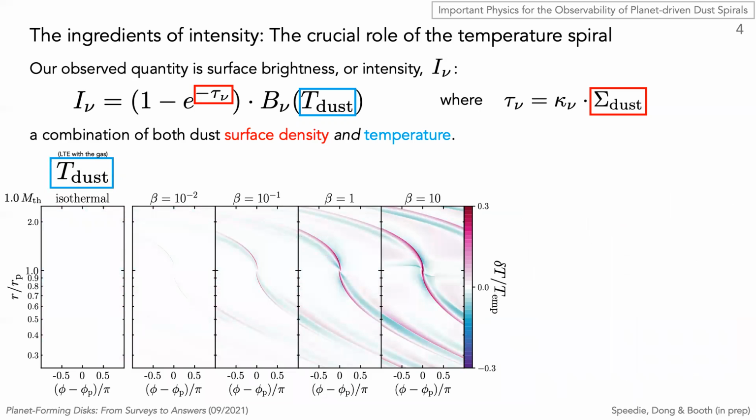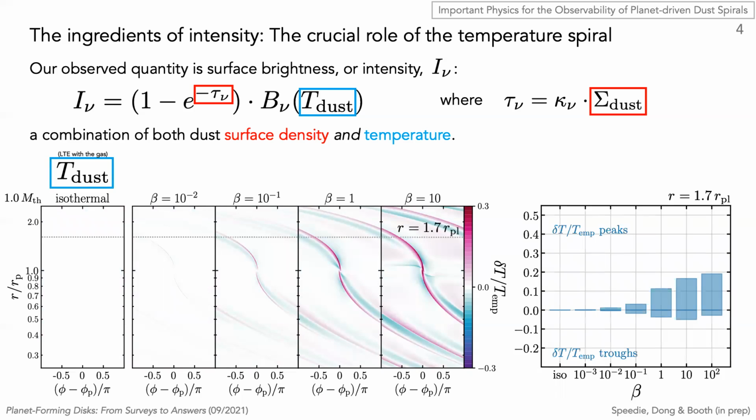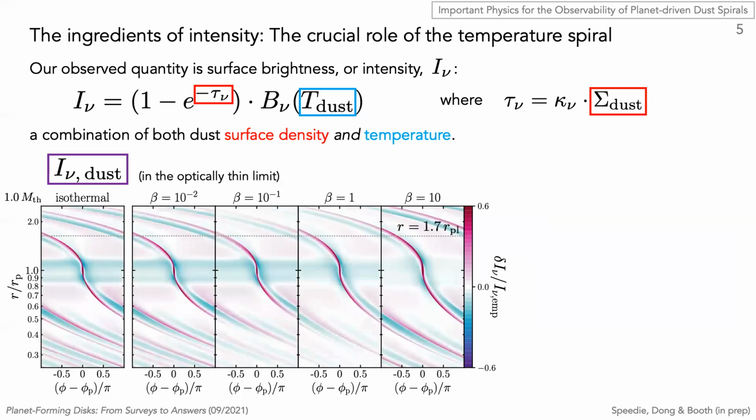However, it's important to consider what the dust temperature is doing. So in isothermal disks, there is by definition no temperature spiral perturbation. But on the other hand, in adiabatic disks, some of the spiral wave's energy can go into creating a significant temperature spiral. So in the bar chart, the longer the cooling time, the greater the spiral temperature peaks. When surface density and temperature combine, the contribution from the temperature spiral turns out to matter a lot.